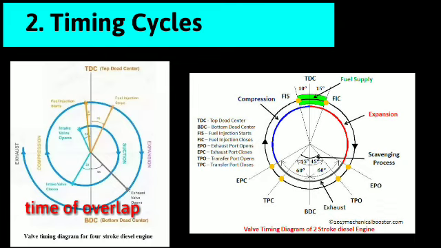Here you can ask that during the time of overlap, because both the valves are open, why doesn't the exhaust get inside the air inlet valve? So the answer is because the charge air which is coming through the air inlet valve is under pressure. It is at a higher pressure because of the turbocharger. So because the pressure is high, the exhaust will never go to the higher pressure side. It will always go to the lower pressure side, which is the exhaust valve.